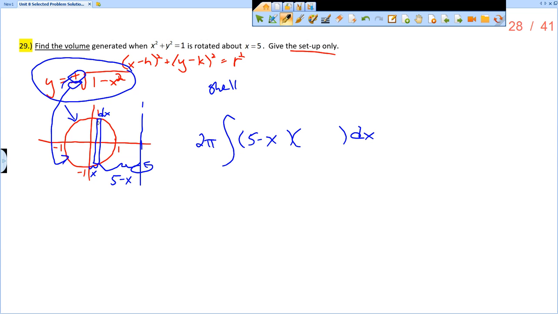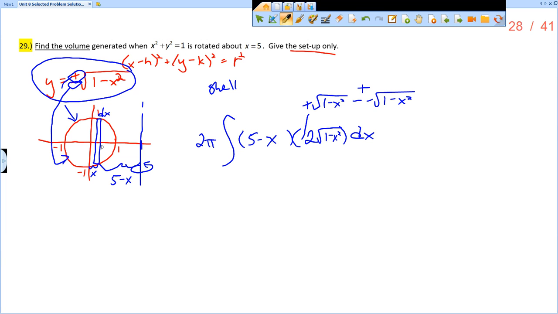What about the height? The upper boundary is the positive square root of 1 minus x squared, and then we subtract the bottom half, which is the negative square root of 1 minus x squared. Subtracting a negative becomes a plus, so I have the square root of 1 minus x squared plus the square root of 1 minus x squared. So there's actually 2 root 1 minus x squared as the height.